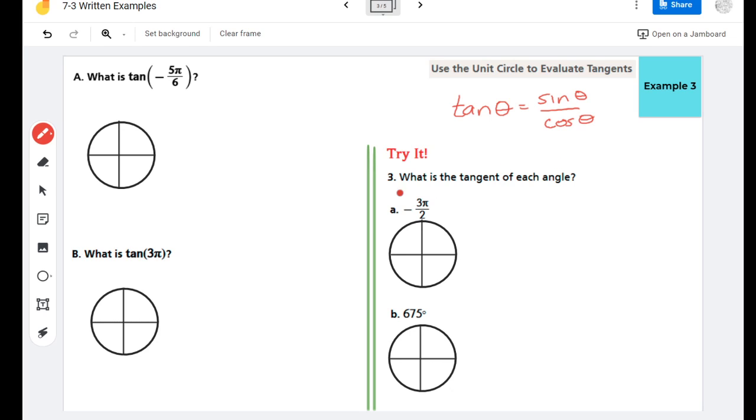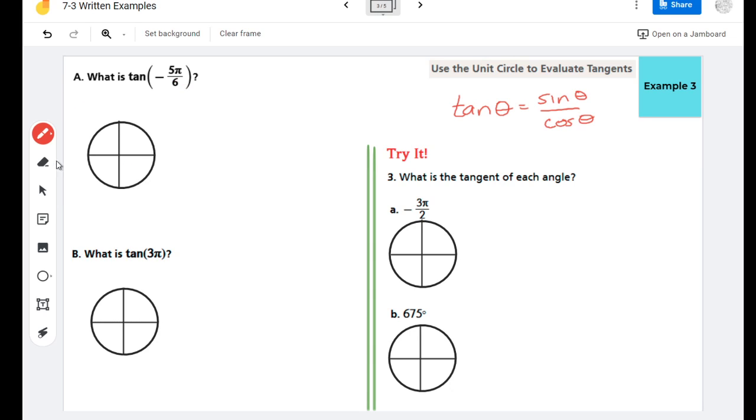Alrighty, so now let's go ahead and do this. To find a tangent, I'm going to find the sine and the cosine of the angle using special right triangles, and then I'm going to divide those and get my tangent. So negative 5 pi over 6.